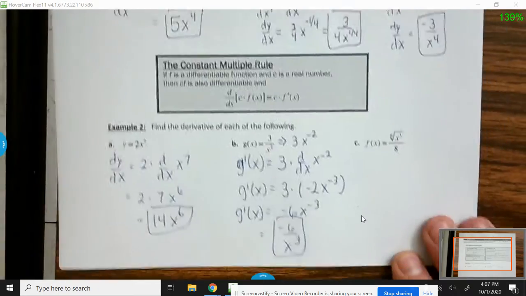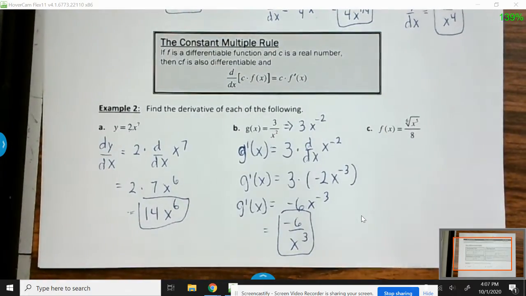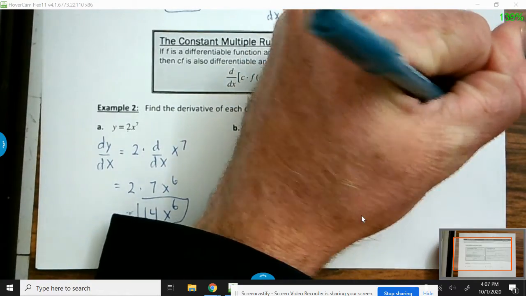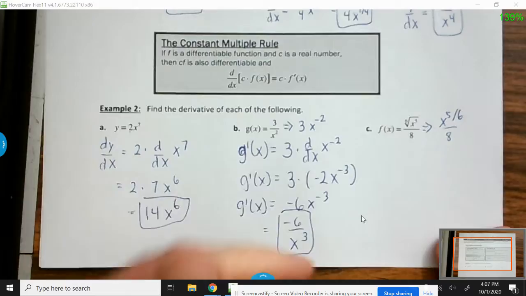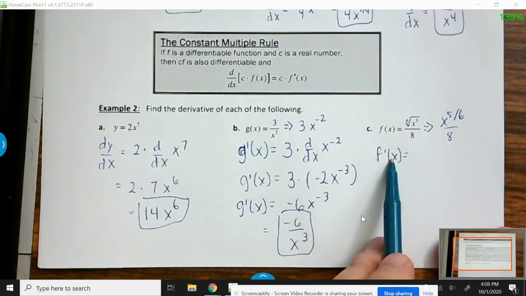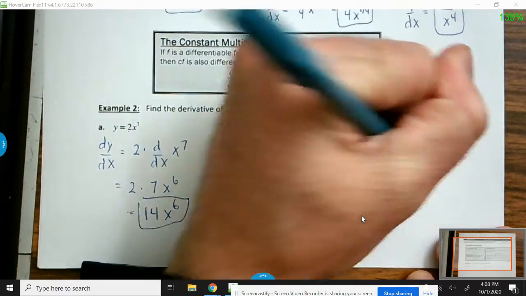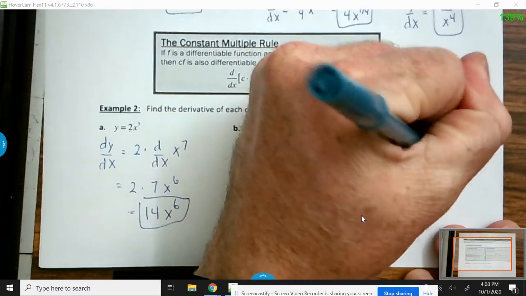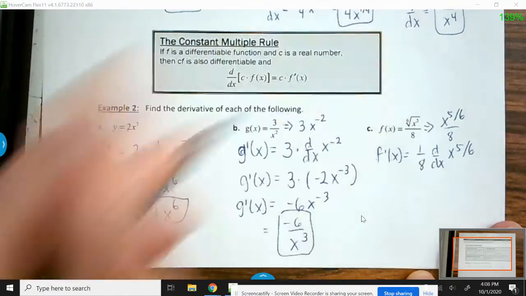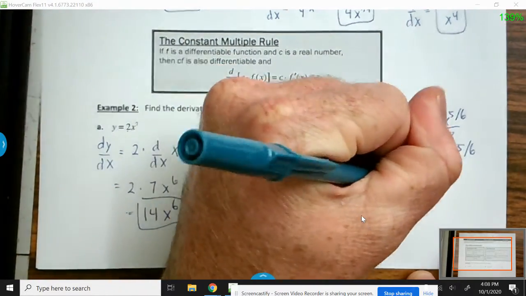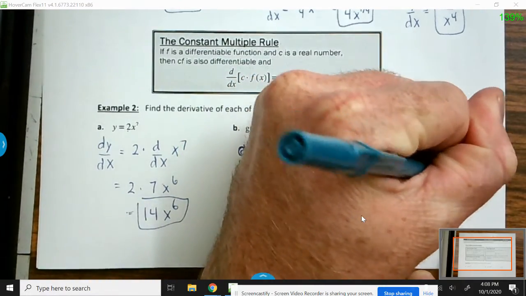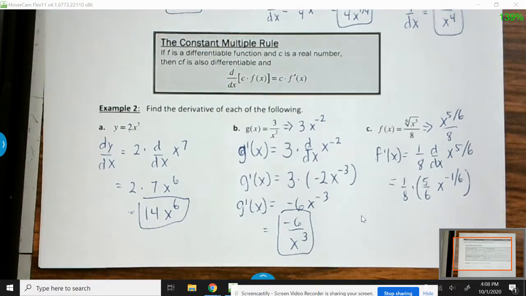Okay, let's try one more for this part. We are going to move on to some more just to get it out of the way. I'm going to rename this x to the 5/6 over 8, right? So f prime of x, notice I have f of x, so f prime of x is its derivative. It would be 1/8 times the derivative, with respect to x, of x to the 5/6, which is 1/8 times 5/6 x to the negative 1/6. How did I get negative 1/6?